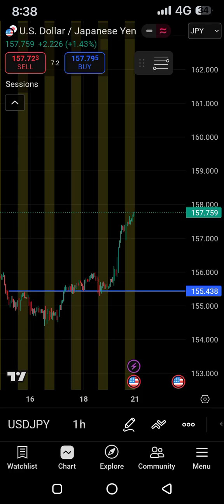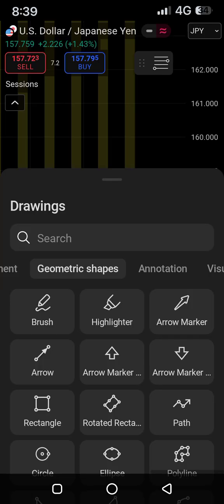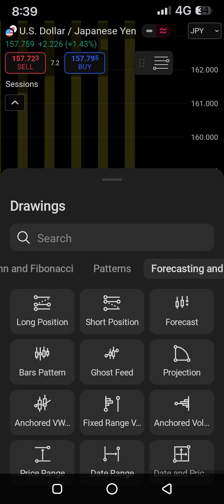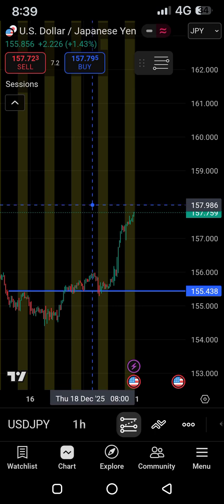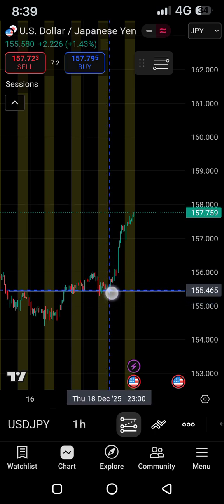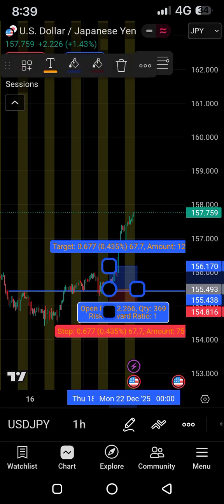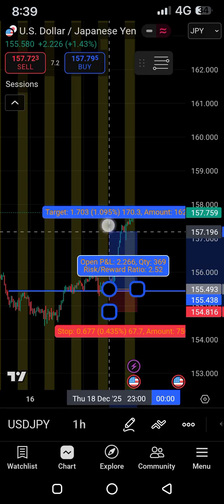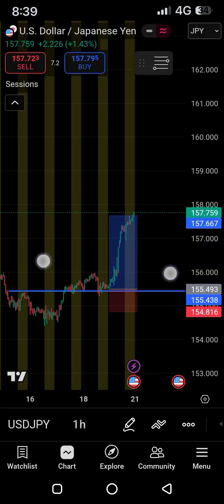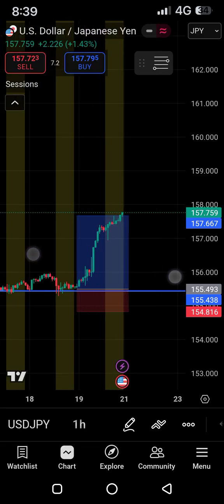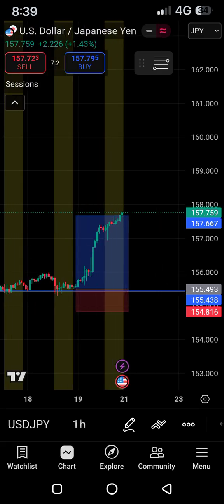I'll go to the other time frames. I'll go to my drawings, to forecasting and measurement. Then let's calculate the buying position. So anything above this level would have taken your buys. Stop loss underneath, and then you would have scaled up this trade and caught it. I'm not saying that you would have caught the whole move per se, but you would have gotten at least some bits of it.